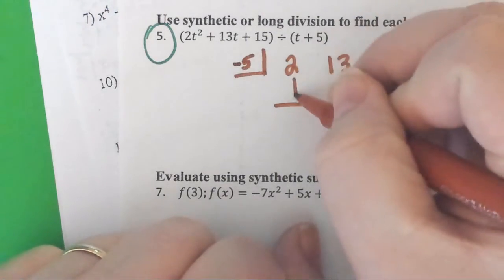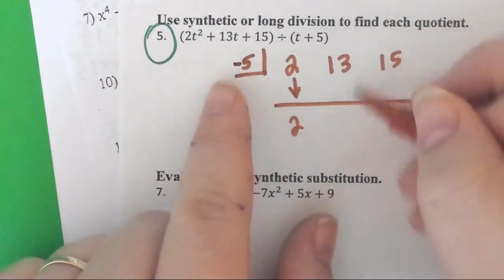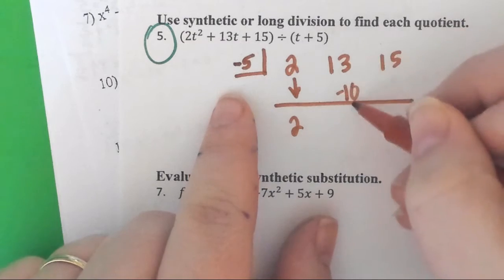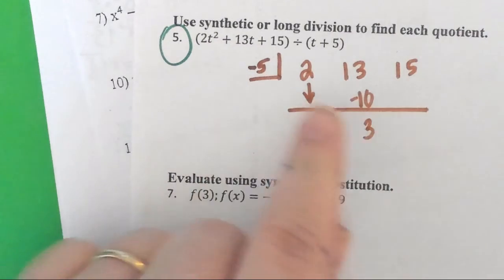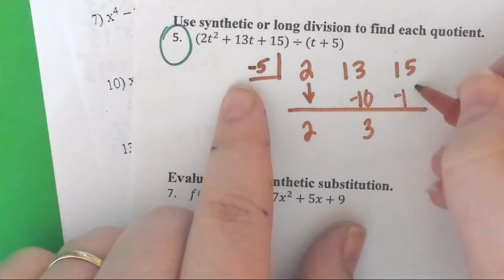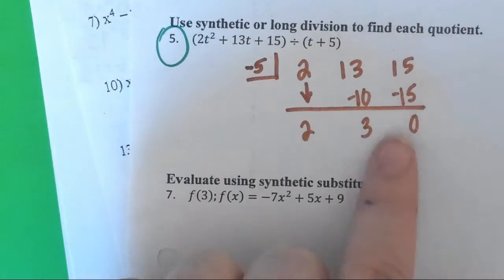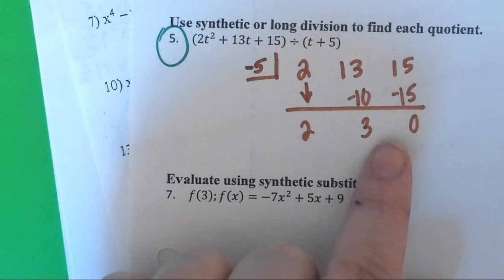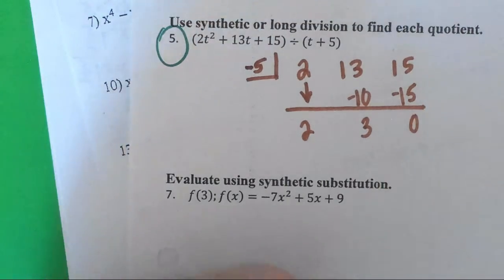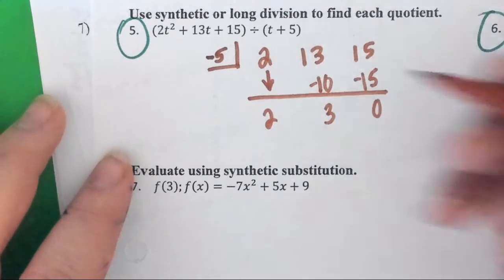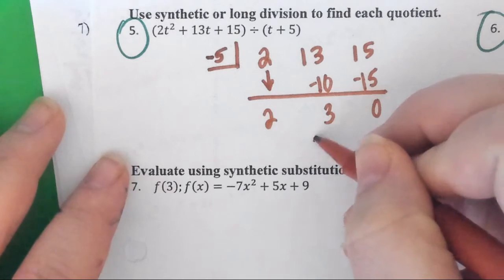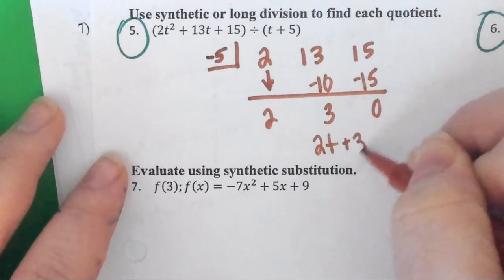I'm supposed to bring down that 2. 2 times negative 5 is negative 10. 13 minus 10 is 3. 3 times negative 5 is negative 15. I end up getting a 0. What does that 0 mean? That's our remainder. 4 and 5 get a point. And so my final answer would be, and Ellie gets another point.